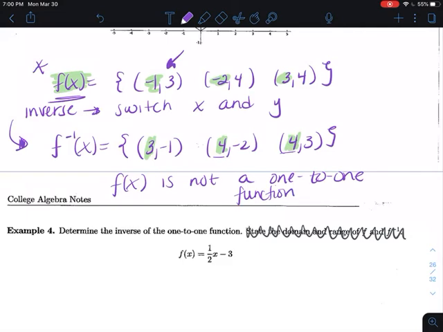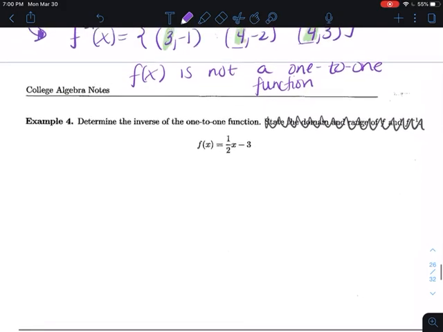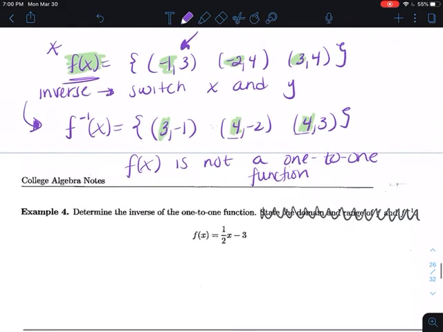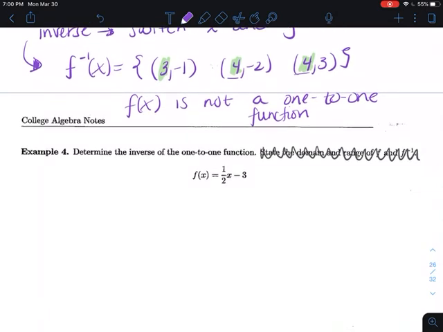I use this example also to show you the steps on how to find an inverse. So they gave us some examples here. They gave us some functions, and they want us to find the inverse of it. So to find the inverse, you just switch x and y. So I'm going to go through the steps. When they give you the function, the first thing you want to do is rewrite it without that f of x, using y. So this would be y equals 1 over 2x minus 3. So I rewrote the original problem using y equals instead of f of x.